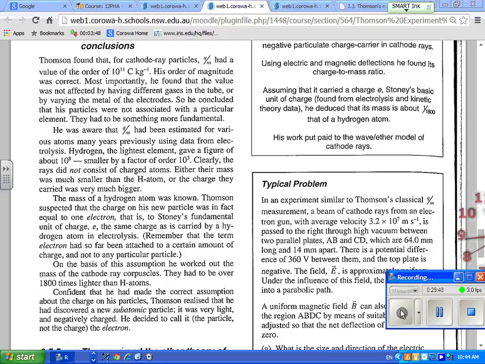Thomson suspected the charge on his particle was in fact equal to 1 electron, that is, to Stoney's fundamental unit of charge, e. The same charge is carried by a hydrogen atom in electrolysis. So making that assumption, it meant that hydrogen atoms had to be 1,800 times heavier than his electron.